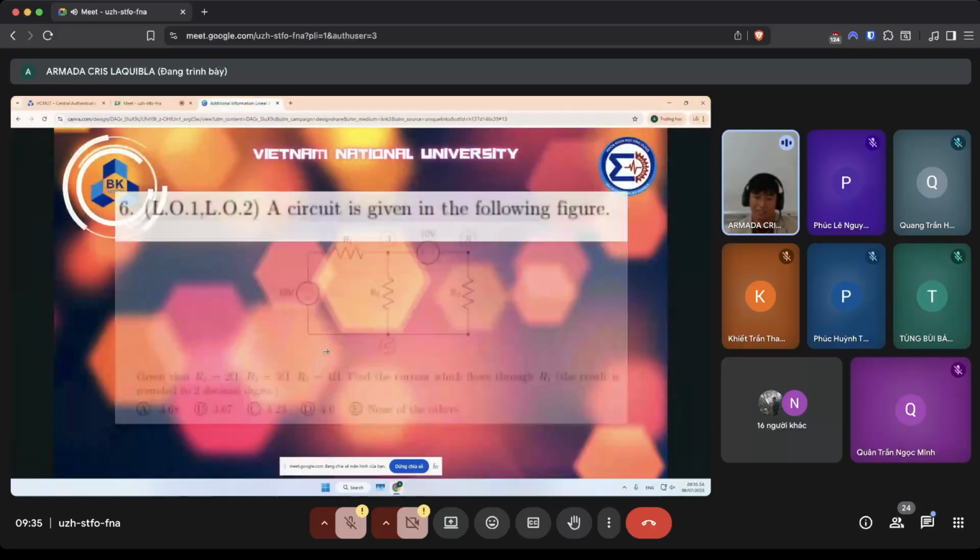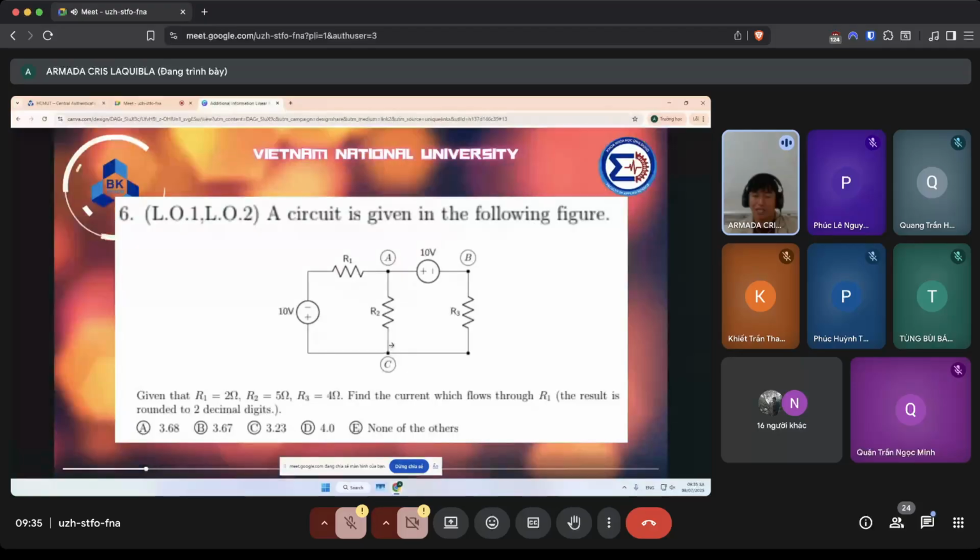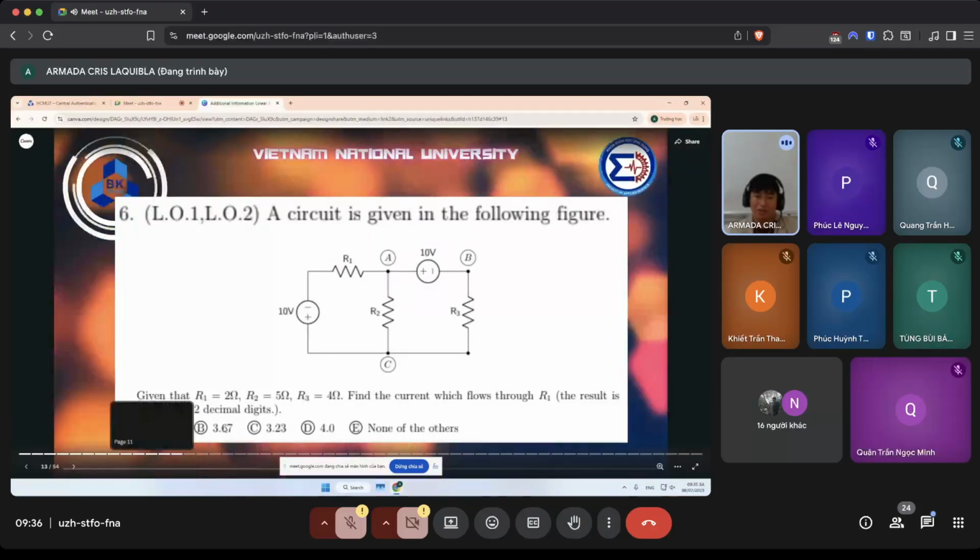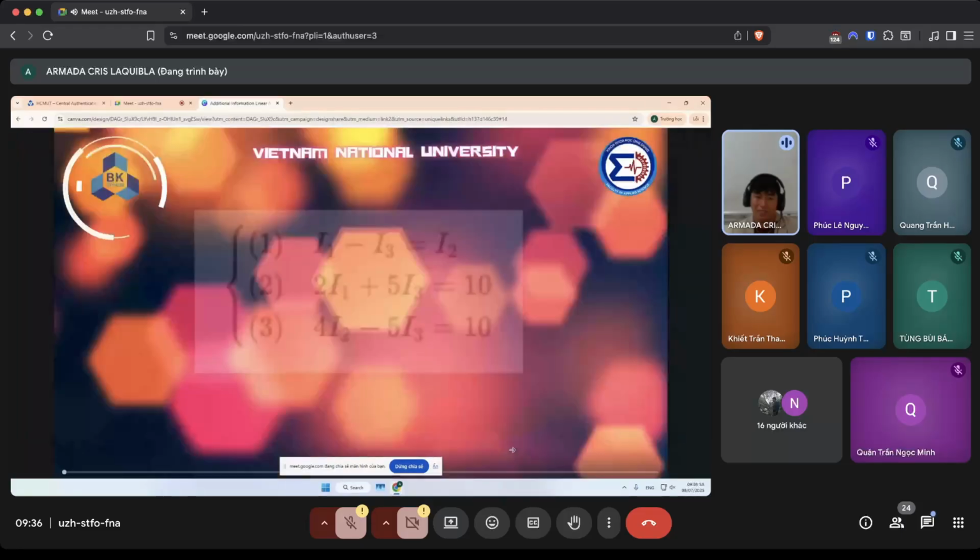Next, you have this number 6. And actually, class, I did everything just to get the answer. The answer in the answer key is letter A there.